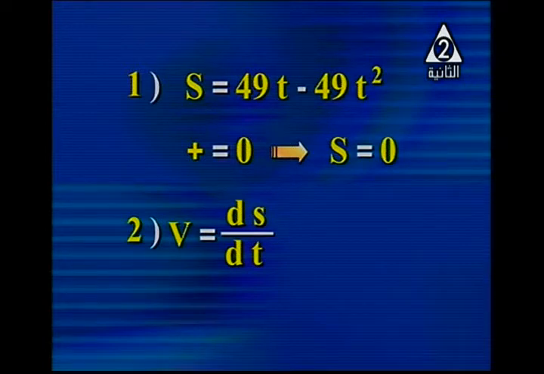Velocity equals ds by dt, by differentiation with respect to time t. Remember, dear student, when S equals 49t minus 4.9t squared and we find the velocity v, we differentiate the distance with respect to time t. v equals ds over dt. v equals 49 minus 9.8t.